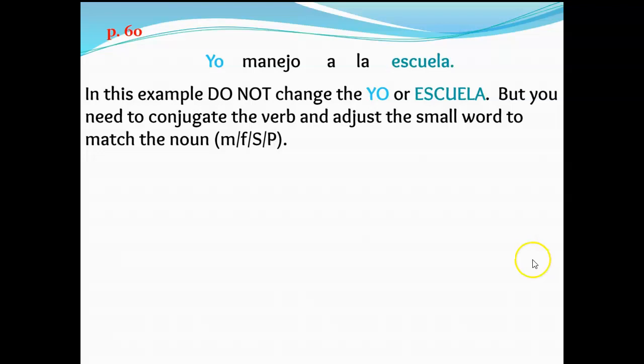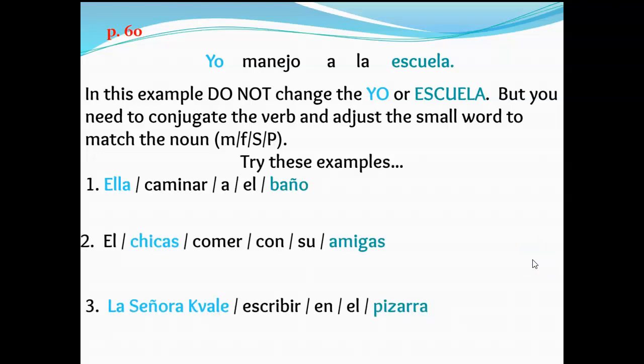So let's try some of these as practice, okay? So in number 1, ella is your subject, leave that. Baño is your noun, leave that alone. Don't change those two. Conjugate your verb and adjust the small words. Okay, go ahead and do that.